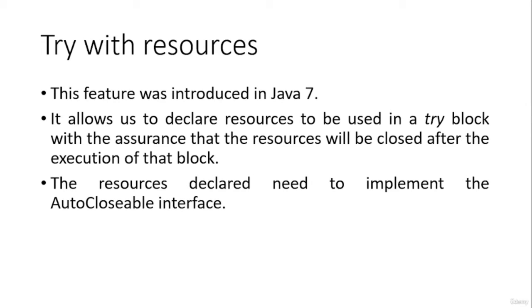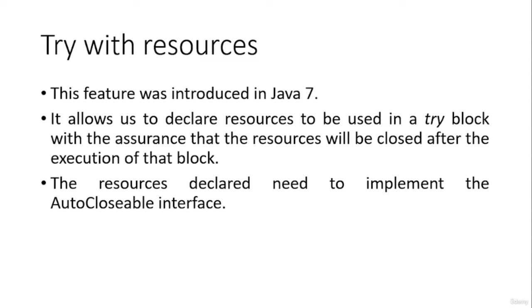This feature allows us to declare some resources, and the compiler will automatically close the resources for us, so we don't need to write dot close manually. The compiler will automatically close those resources once the usage of the resources is done in the try block.